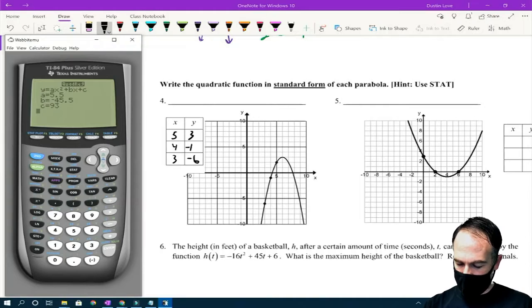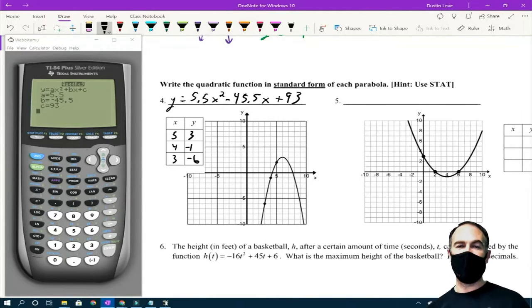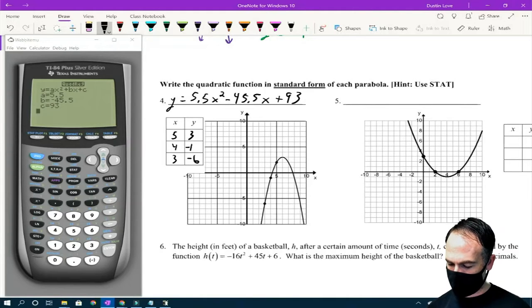And there we go. Looks like we've got y equals 5.5x squared minus 45.5x plus 93. Just plugging in A, B, and C into the appropriate places.